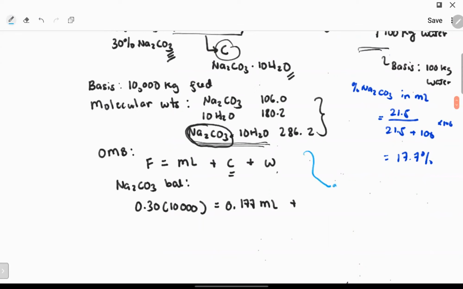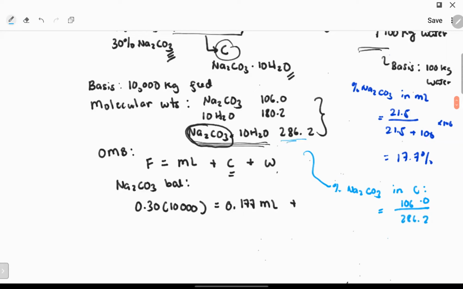So, percent Na2CO3 in crop, okay, equals. So we can use the molecular weight. Ano bang molecular weight nung Na2CO3, di ba? 106. Divided by the whole molecular weight of the decahydrate, which is 286.2. So I was supposed to put here 106 plus 180.2, pero meron na pala tayo ng sum.